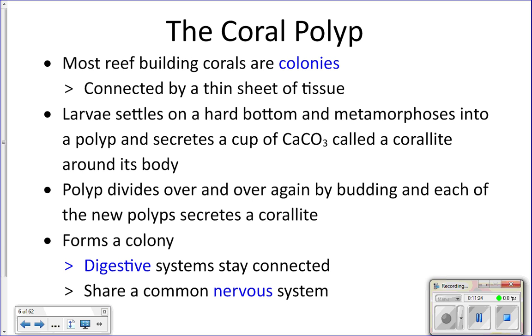That also means keeping their nervous system connected means if they're all out feeding and a predator comes and starts nibbling on one side of the coral, it can send a signal to the rest of the coral polyps here, and they can all retract back down into their little cups that they sit in. Okay, so it helps to protect the colony as well. Does that make sense? So it helps them to survive by having those two systems remain interconnected. Okay?